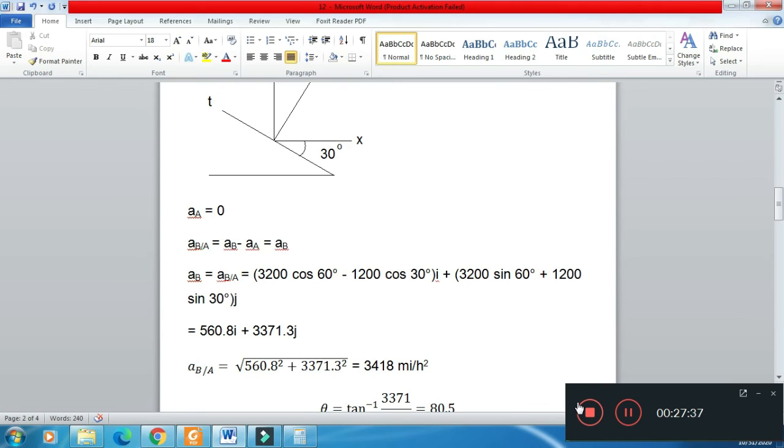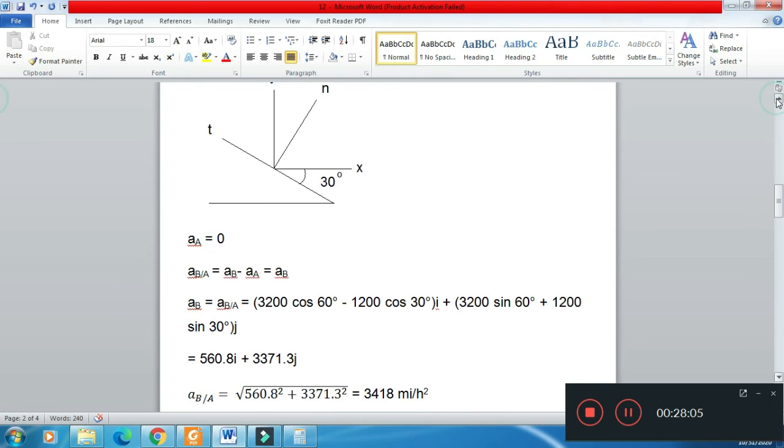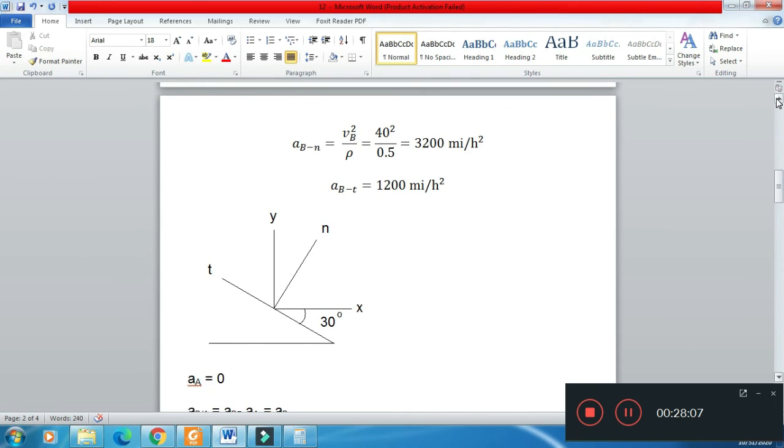This means either we can convert the normal and tangent acceleration in terms of x and y, or we can directly determine the magnitude of acceleration of B with respect to A using the magnitudes of normal and tangential acceleration. Similarly, we can determine the direction. The components are 3200 and 1200.